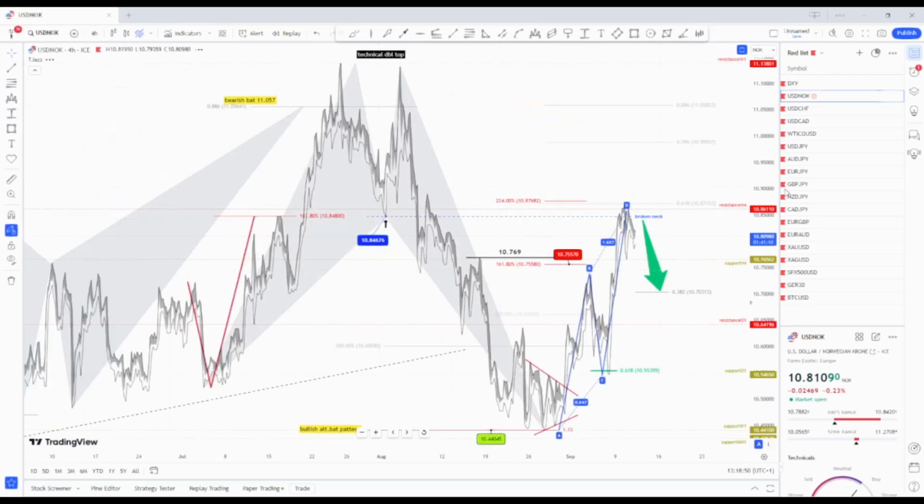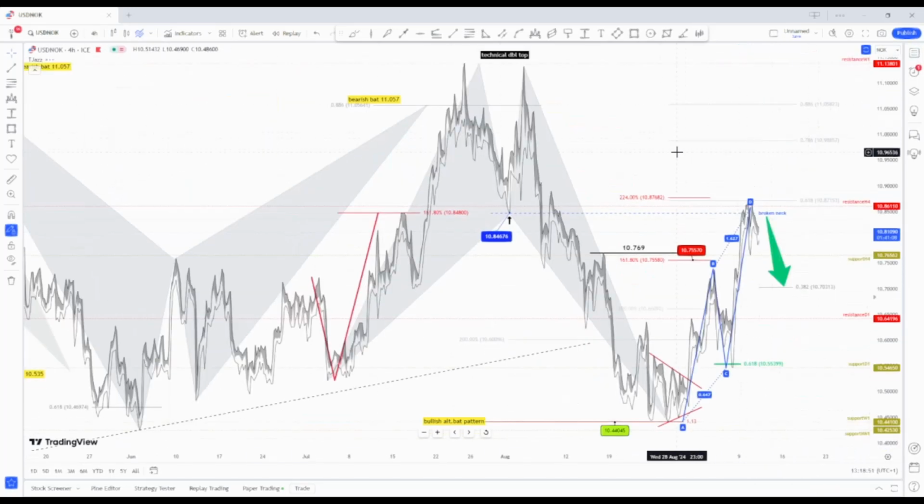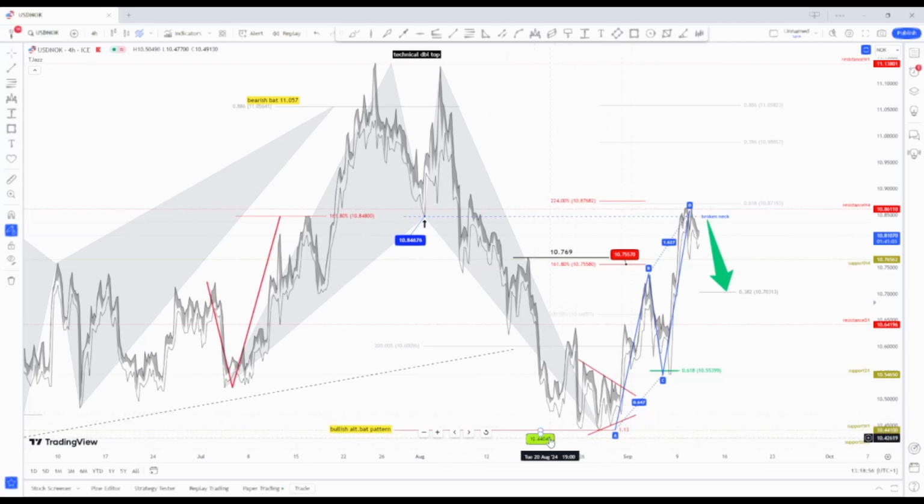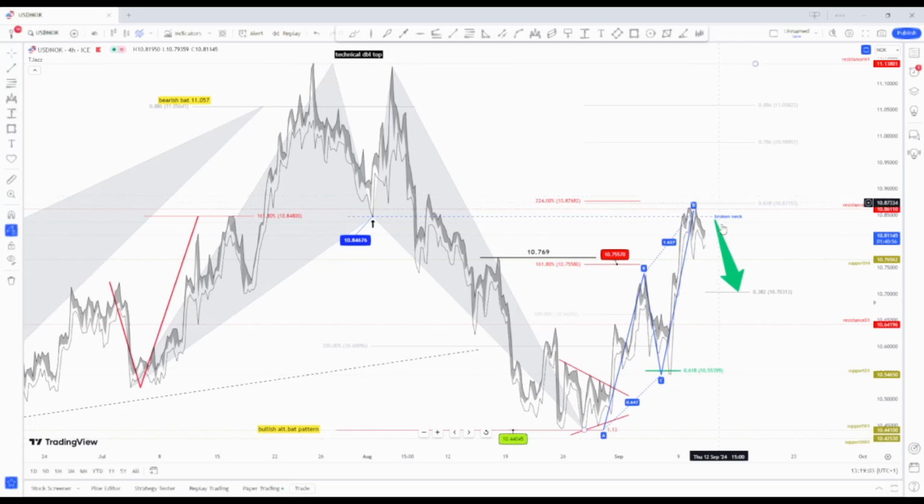Let's go into another Forex pair. Let's go into the dollar versus the Norwegian krone. We had a nice alt-bat pattern completed at 10.44, triggering this bullish momentum. I'm expecting a pullback after completing this ABCD pattern, basically a retest of these previous fractal support levels. We are now facing that same level, now acting as resistance.